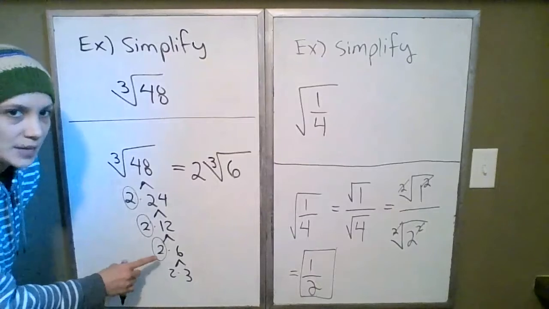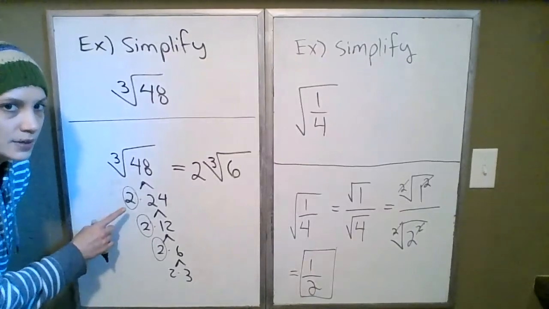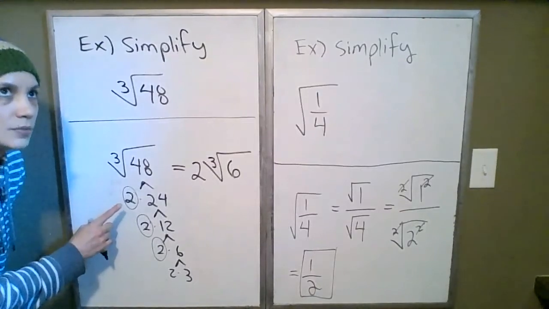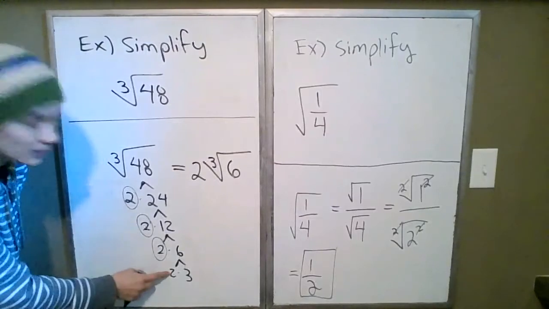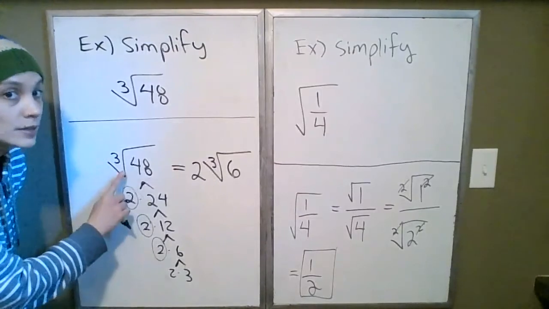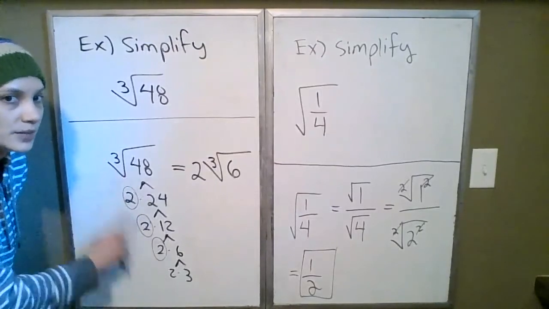And we needed to do that because if we had written this factor 2 with its power of 1, 2, 3, 4, that power would be greater than the root. So it wouldn't be simplified yet.